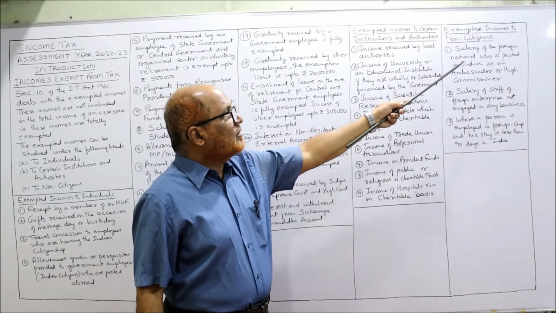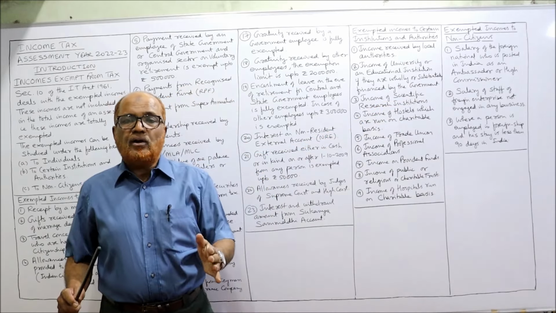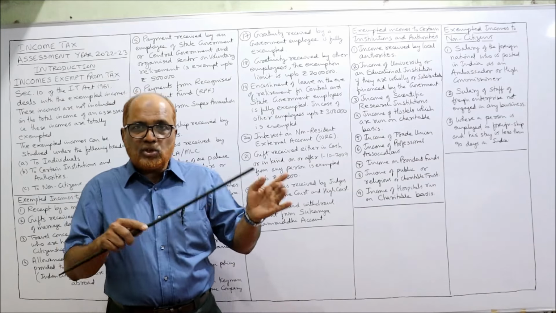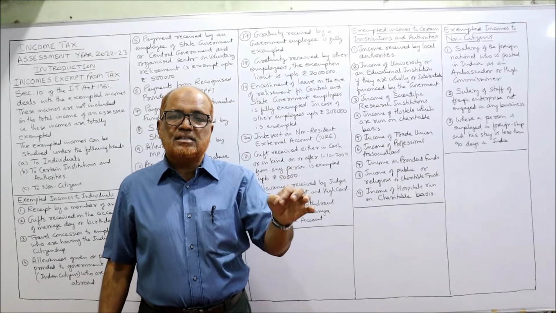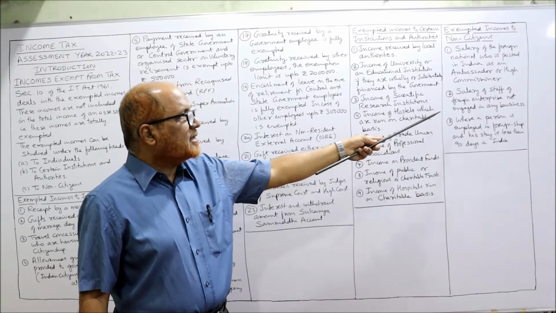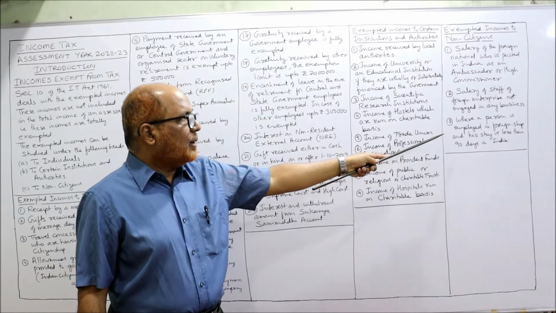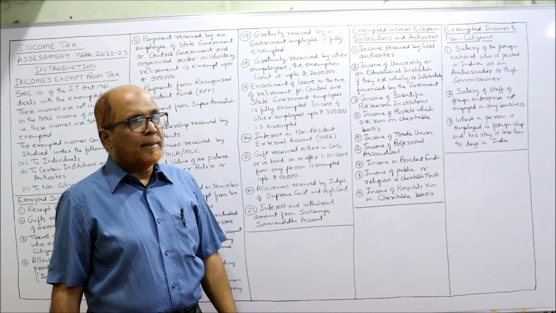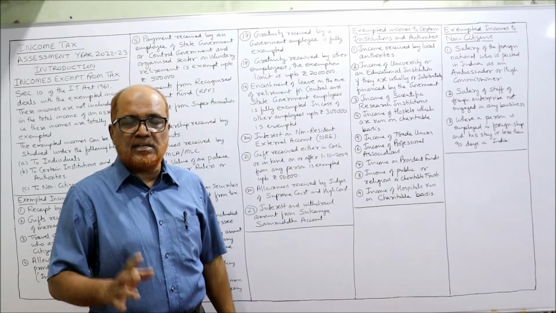First one, salary of the foreign national who is posted in India as an ambassador or high commissioner. Salary of a non-Indian citizen, that means a foreigner, who is posted in India as an ambassador or high commissioner. So any salary received by that employee is fully exempted. Salary of staff of foreign enterprise not engaged in any business activity. So last one, where a person is employed in a foreign ship and his stay is less than 90 days in India. So these 3 cases are there where non-citizen persons' income is exempted.